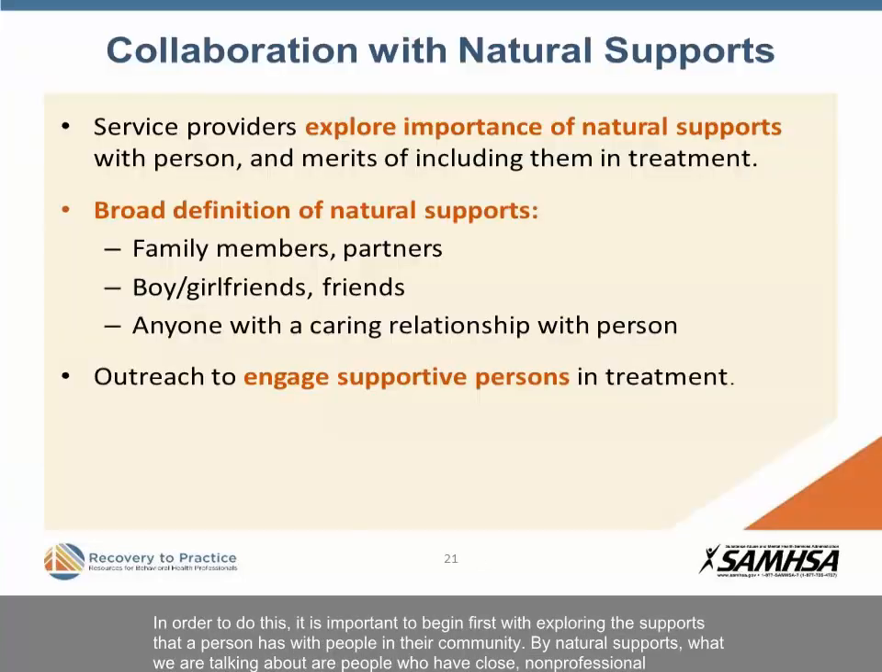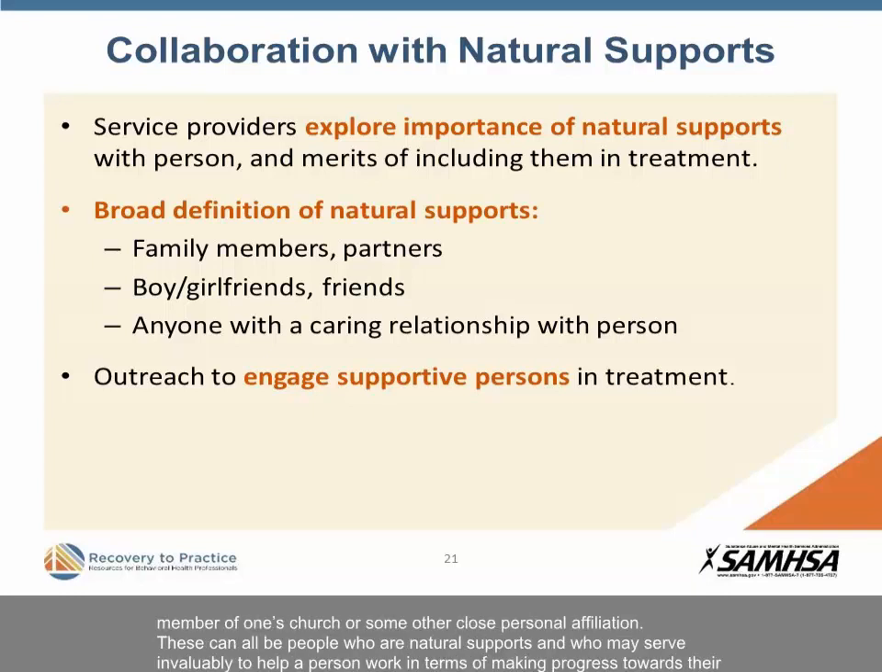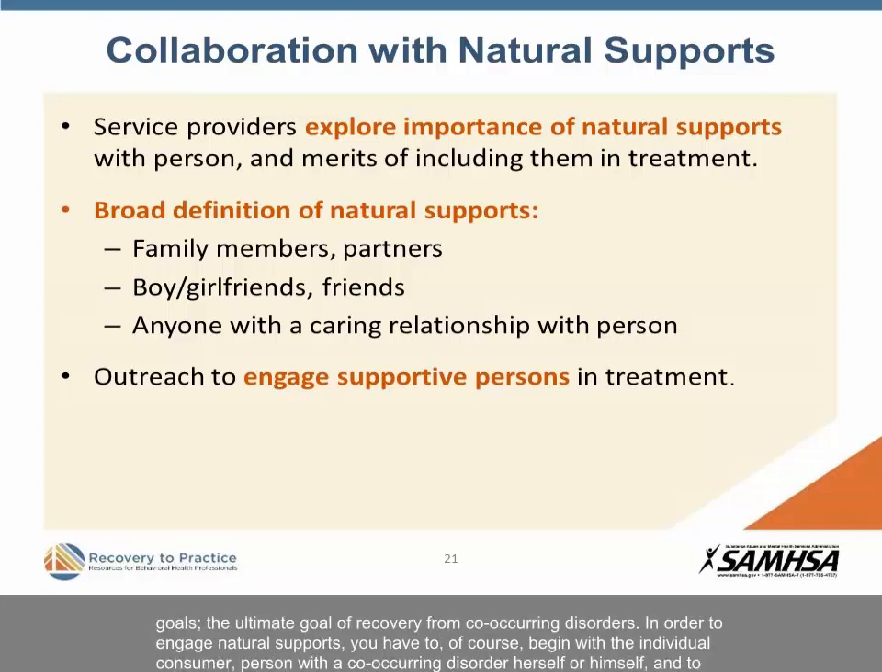In order to do this, it's important to begin first exploring the supports that a person has with people in their community. Now, by natural supports, what we're talking about are people who have close, non-professional relationships with people. The most typical individuals would include family members and partners, but also boyfriends and girlfriends or just close friends. And then other people who have a caring relationship with an individual, such as a member of one's church or some other close personal affiliation, can all be people who are natural supports and who may serve invaluably to help a person work in terms of making progress towards goals and the ultimate goal of recovery from co-occurring disorders.